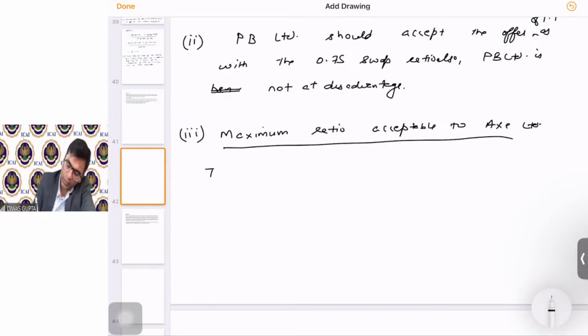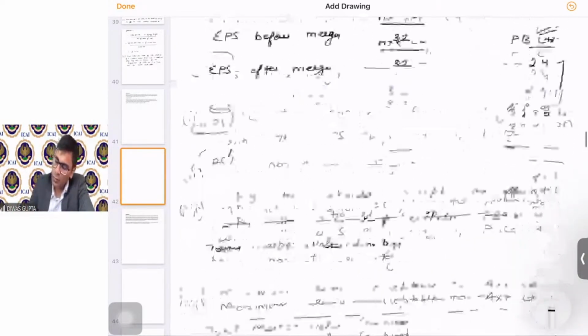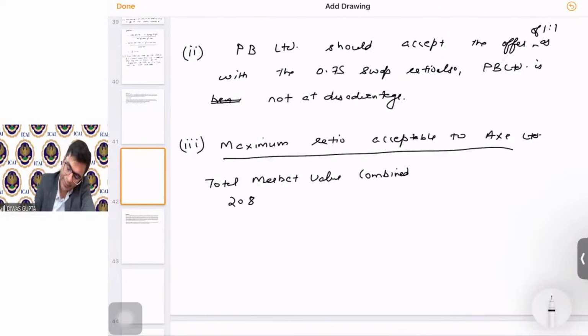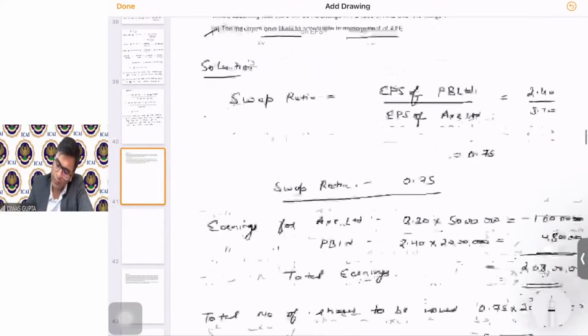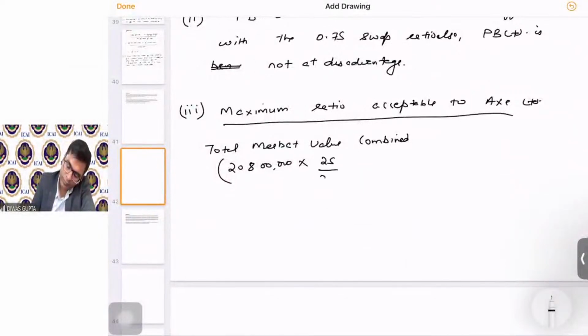So first of all, the total market value of the combined entity. Easy to calculate. How? 2 crore 8 lakhs is the earnings multiplied by the PE ratio, because the PE ratio remains the same, as mentioned in part B. So what is the PE ratio? 25 divided by 3.2. So 25 divided by 3.2 into 2 crore 8 lakhs. So 1625 lakhs. Let's put here rupees in lakhs: 1625 lakhs.